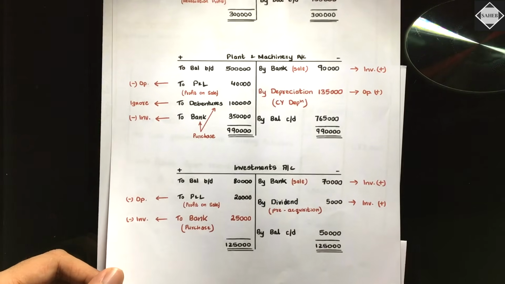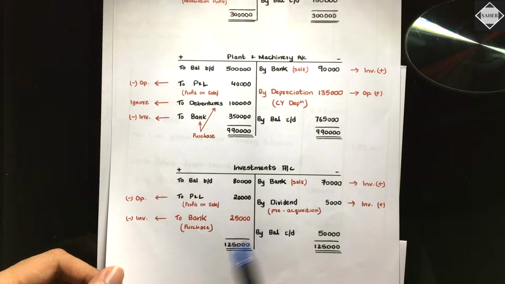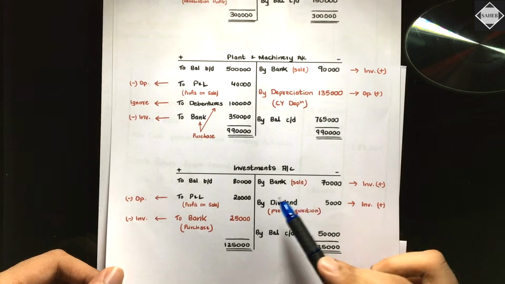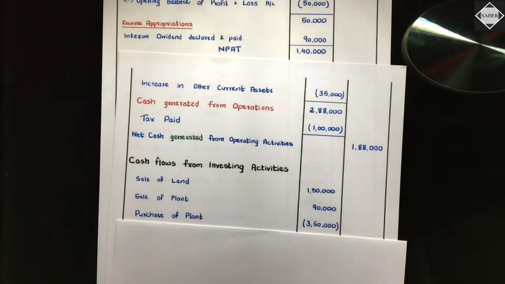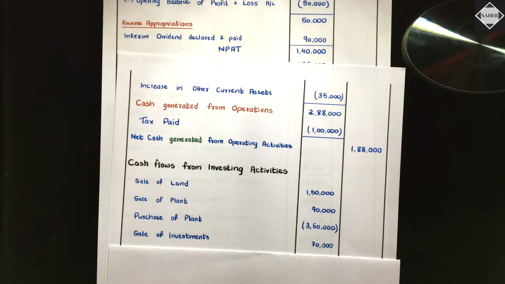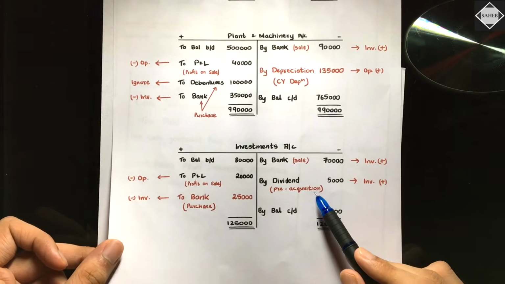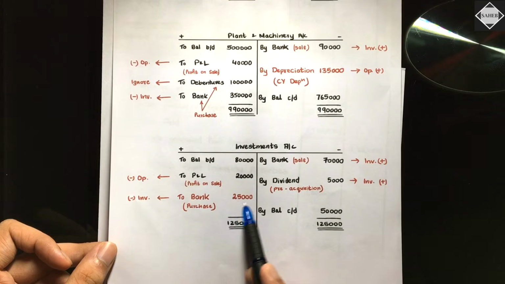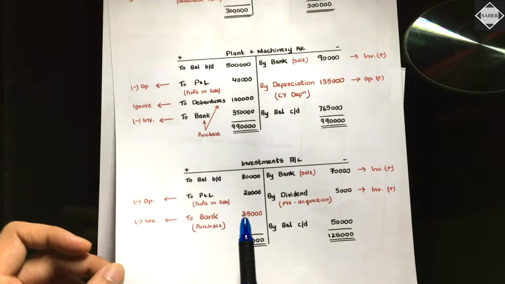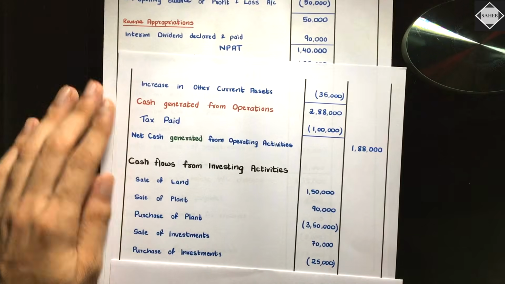Then in the investment account, investment is also what? Investing activity item. Yes, it's a long-term asset. See, do we have anything? Yes, we have sold investment for 70,000. So that will come over here. Sale of investment 70,000 you have to add. It's an inflow. And then see, we have got the dividend as well, right? And then we have purchase of investments also. Purchase of investment, how much? 25,000. So this you have to subtract because you have paid the money to purchase the investment. So see here, purchase of investment.